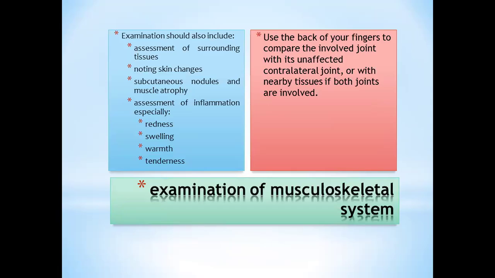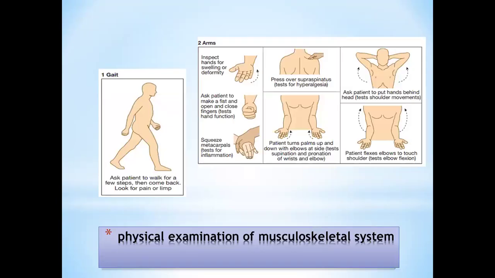Examination of the musculoskeletal system also should include assessment of surrounding tissue, noting skin changes, subcutaneous nodules and muscle atrophy. Assessment of inflammation, especially redness, swelling, warmth, and tenderness. Use the back of your fingers to compare the involved joint with its unaffected contralateral joint, or with nearby tissue if both joints are involved.